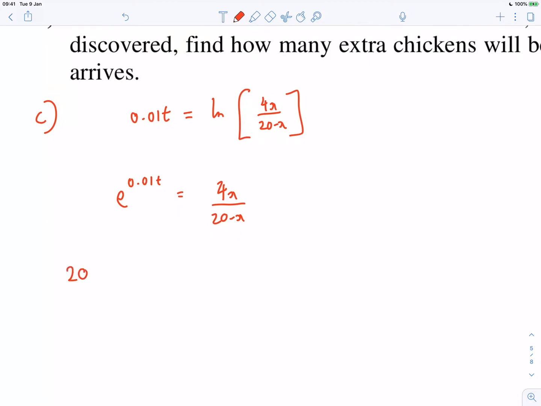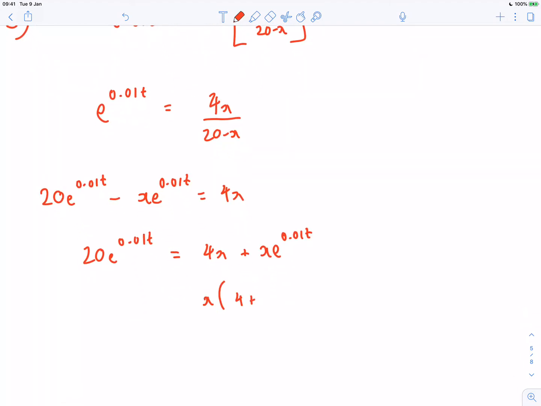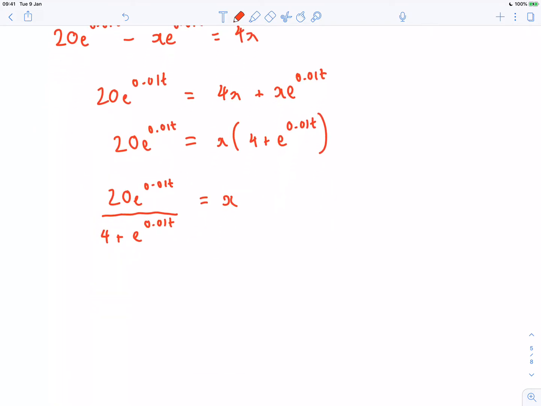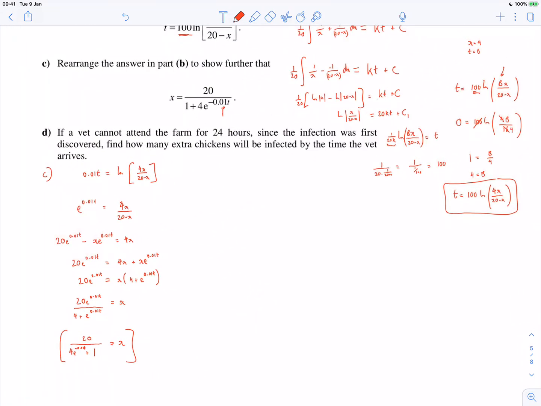Multiply by 20 minus x, we're going to have 20 lots of e to the 0.01t minus x lots of e to the 0.01t equals 4x. I add that x term to the other side to get 20 e to the 0.01t equals 4x add x times e to the 0.01t. Take x out as a factor, so this is 4 plus e to the 0.01t. This is still 20 e to the 0.01t. Divide by this thing to get x on its own as 20 e to the 0.01t all over 4 plus e to the 0.01t. And if I divide by e to the 0.01t top and bottom, I'll get 20 over 4 e to the minus 0.01t plus 1 equals x. And is that what we wanted it to be? 20 over 1 plus 4e to the negative, yes, okay. Fine, so that's done, square box.